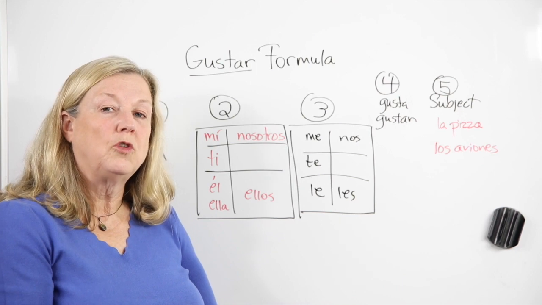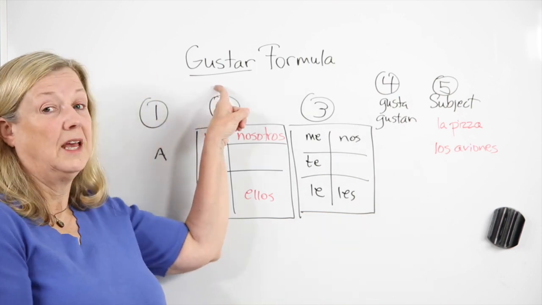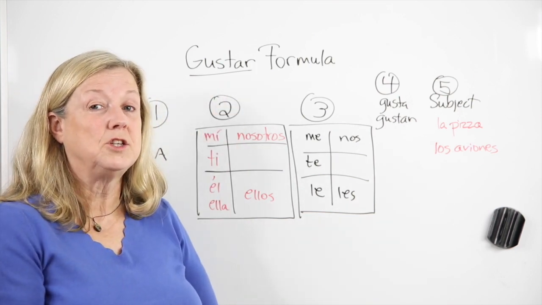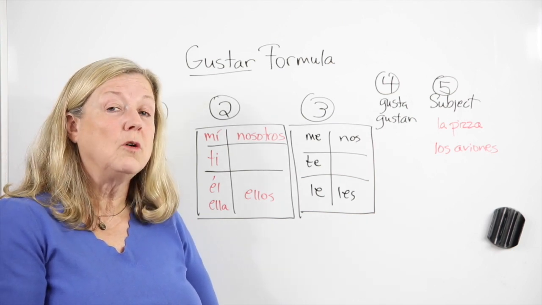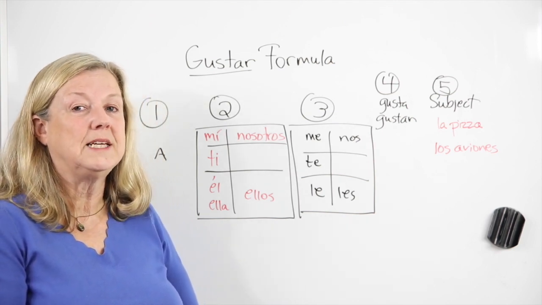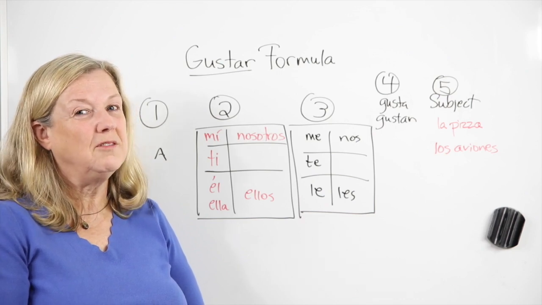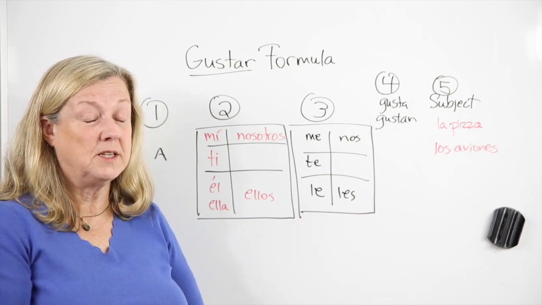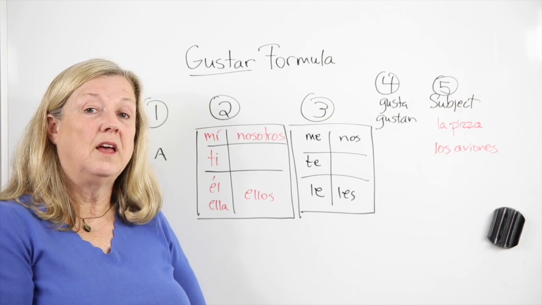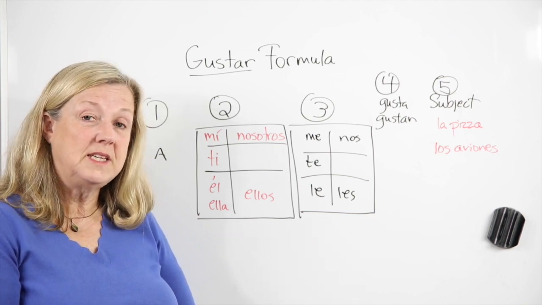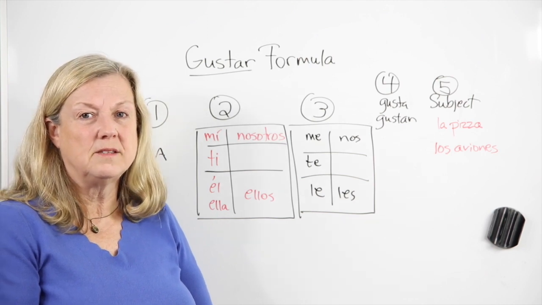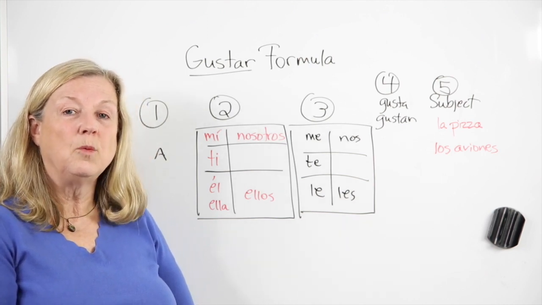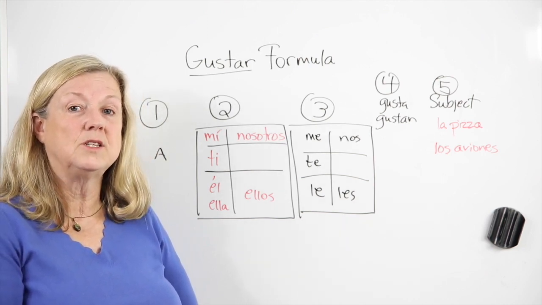If you look up the word gustar, the dictionary is going to tell you it means to like, but that's not really true. Gustar really means to be pleasing to. In other words, you can't really say I like pizza in Spanish. In Spanish, you have to say the pizza is pleasing to me. You can't really say I like airplanes. You have to say the airplanes, they are pleasing to me.